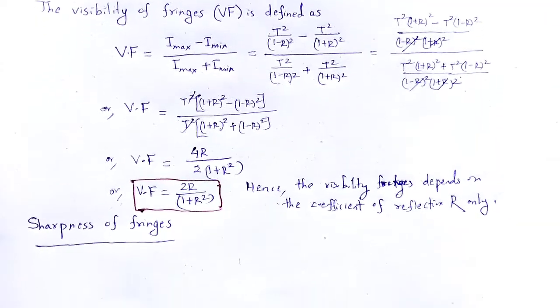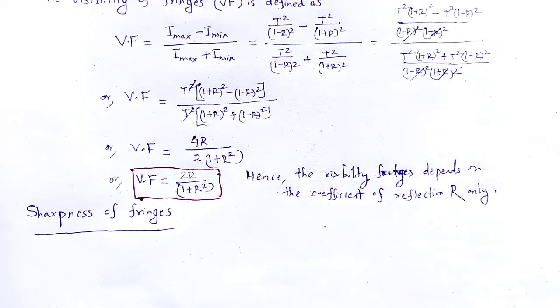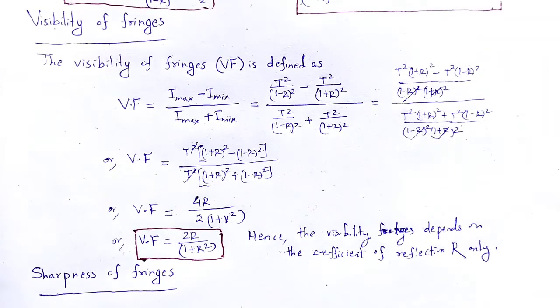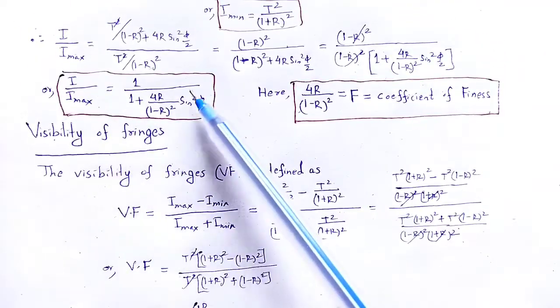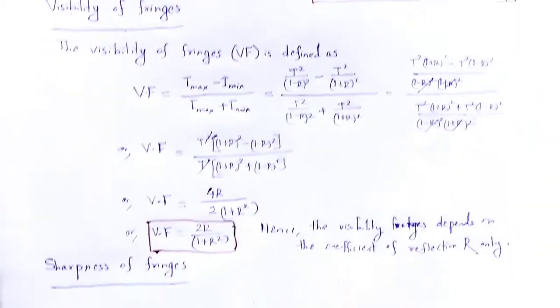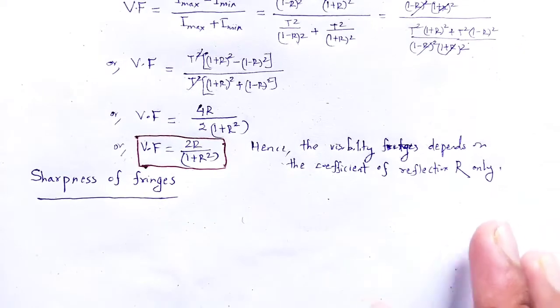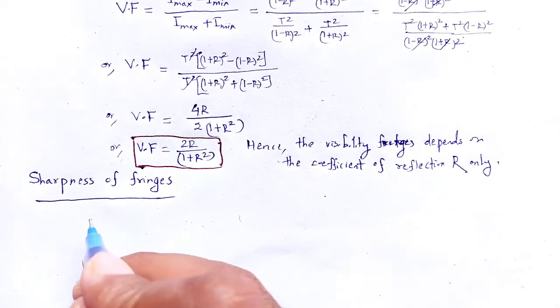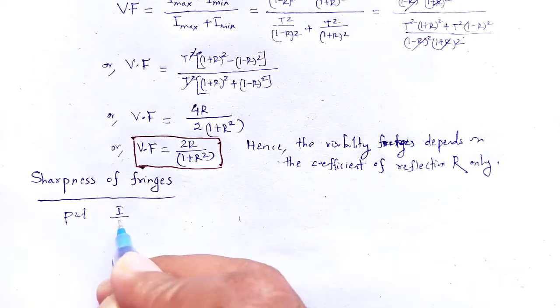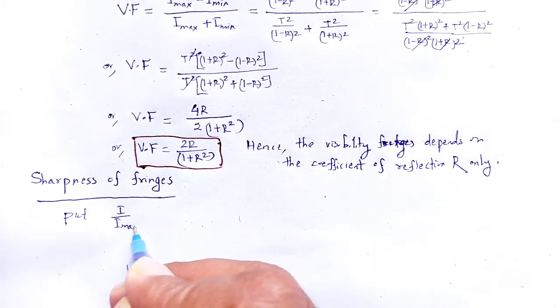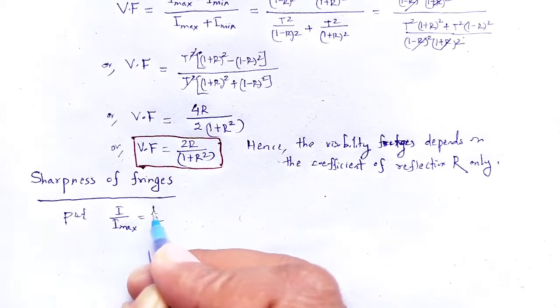Next, sharpness of fringes. Let me put I by I max equal to 1. Now let me put I by I max equal to half.